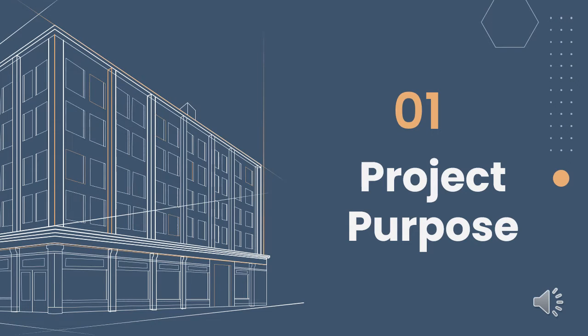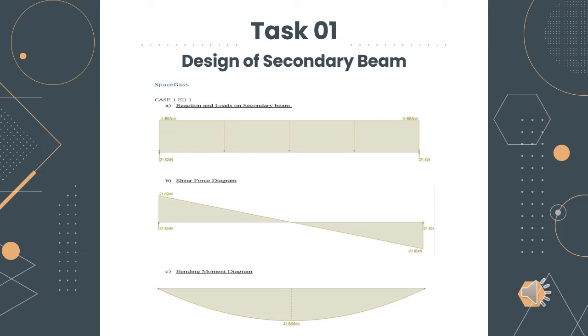The main purpose of this project is to use the Space Gass analysis results from the frames in phase 1 to design the multi-story building structure members, and also to ensure that our proposed structure is economical. In reference to our design phase 1, these are our results from Space Gass analysis, illustrating the reactive shear, bending and axial forces from load distribution through the secondary beam.